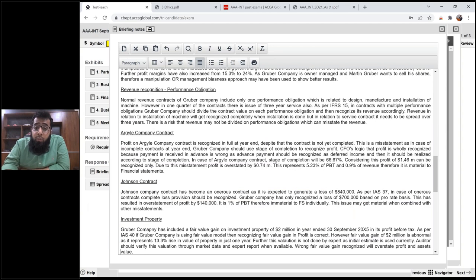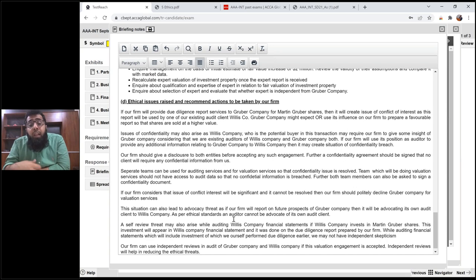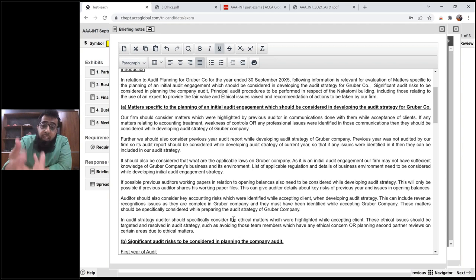Yes, you can also write one more point in part A. But currently we are done with 6 points. You can also write that we should consider sending a more experienced team in the audit of Gruber company, as it is the first year of audit. Yes, that can be a good point. Are you people getting it, how we have to develop the answer?